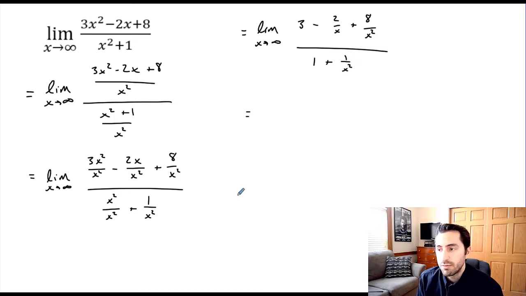So from here, I can use more of my properties to separate this if I would like. We have the limit of a quotient. So I could rewrite this as the quotient of two limits like this.